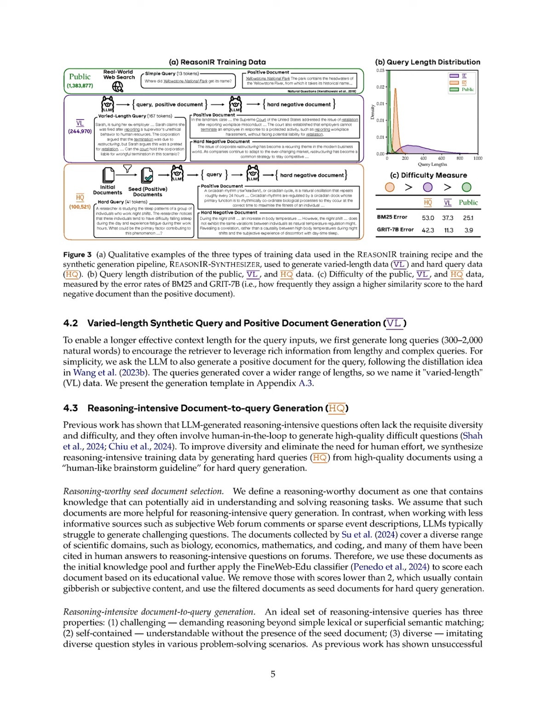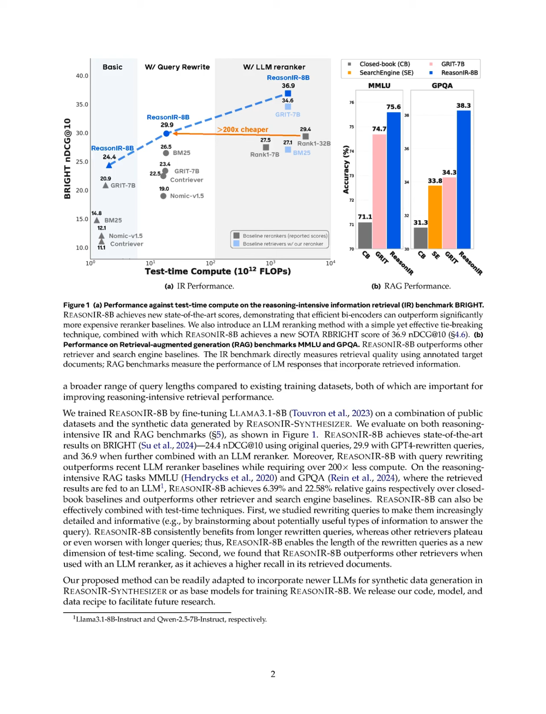The hard queries are generated using a human-like brainstorm guideline to ensure they are diverse, self-contained, and demanding in terms of reasoning. Next, ReasonIR 8B is trained by fine-tuning the Llama 3.1-8B model on a combination of public datasets and the synthetic data produced by ReasonIR synthesizer, employing a contrastive learning objective to optimize the retrieval quality. Finally, the algorithm is evaluated on reasoning-intensive benchmarks, demonstrating state-of-the-art performance by effectively leveraging the rich information from longer, rewritten queries and integrating with LLM re-rankers for improved retrieval outcomes.